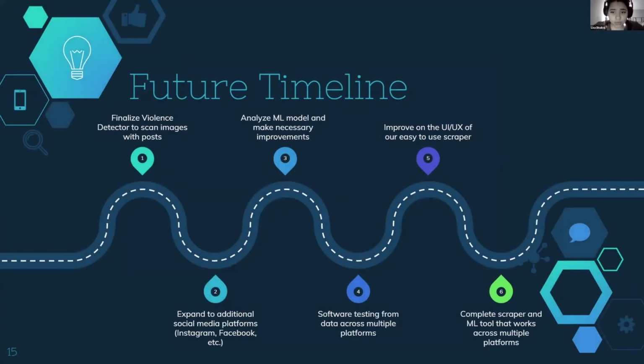Okay, so moving forward from that, our future timeline involves finalizing our violence detector program to scan images with posts as mentioned in the video. Secondly, we're looking to expand to additional social media platforms, Instagram, Facebook, etc. Then we're looking to analyze our machine learning model and make necessary improvements. From there, we'll begin software testing from data across multiple platforms. And then finally, improve on the UI/UX of our easy to use scraper. And then finally, complete our scraper and machine learning tool that works across multiple platforms.